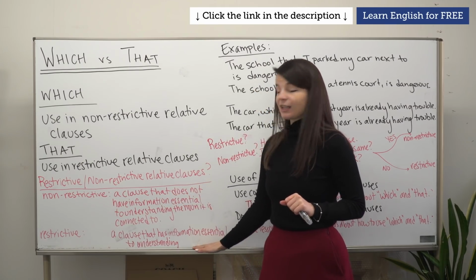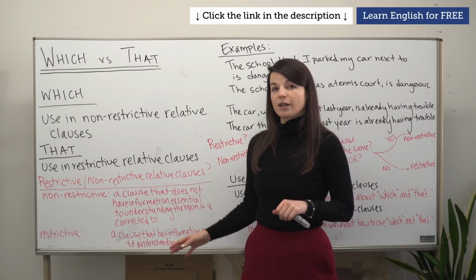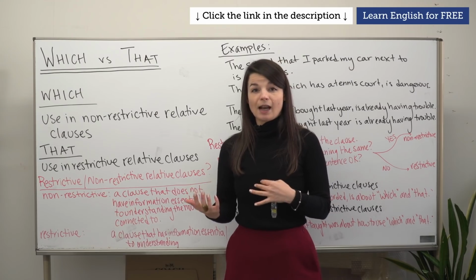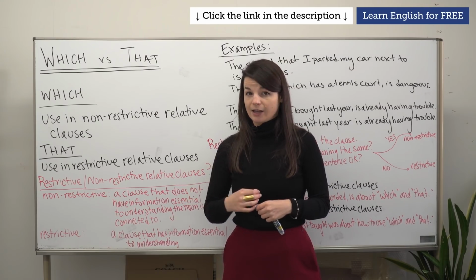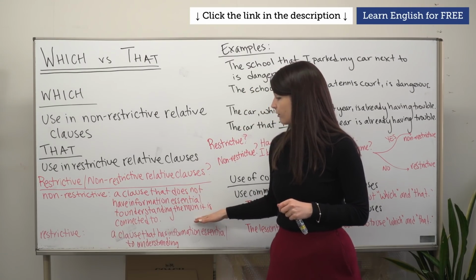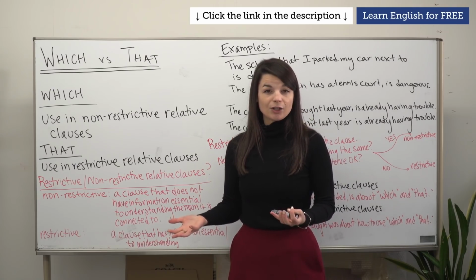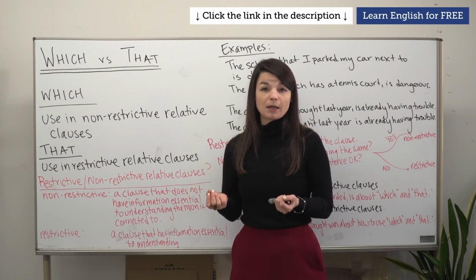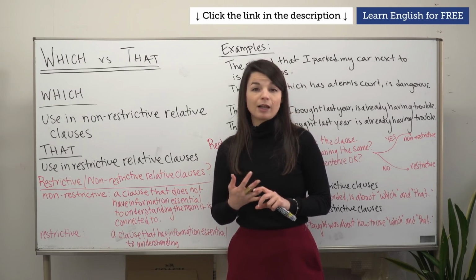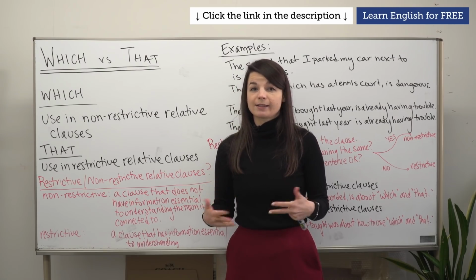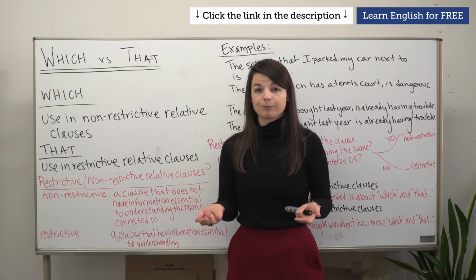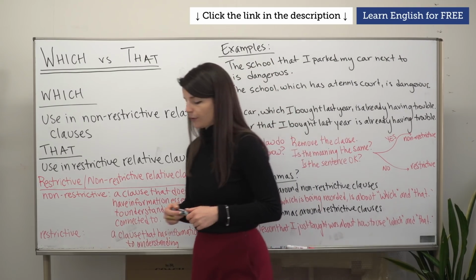So we need the information in the restrictive clause to completely understand the noun or the noun phrase it is attached to. A non-restrictive clause is sort of extra information. We don't need the information to understand the noun or the noun phrase. It just provides some more information. So let's take a look at a few examples of this.